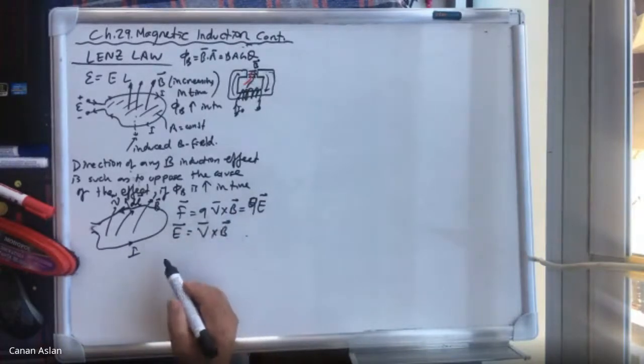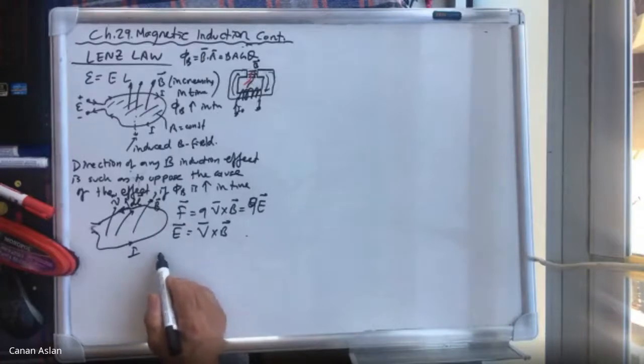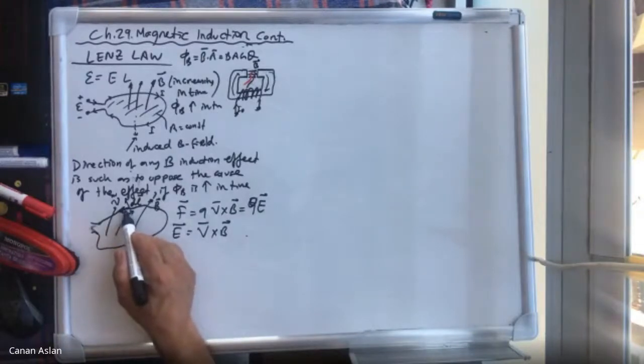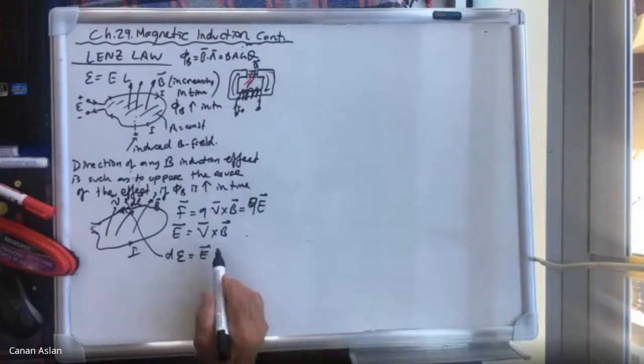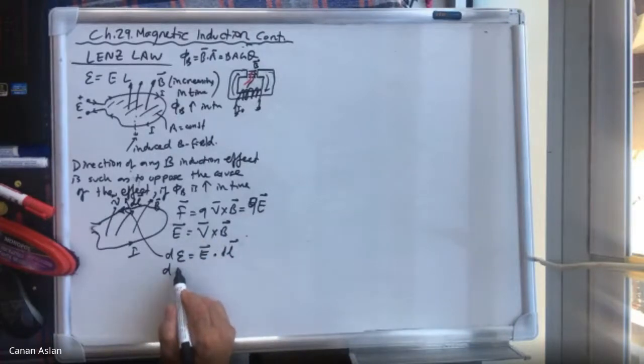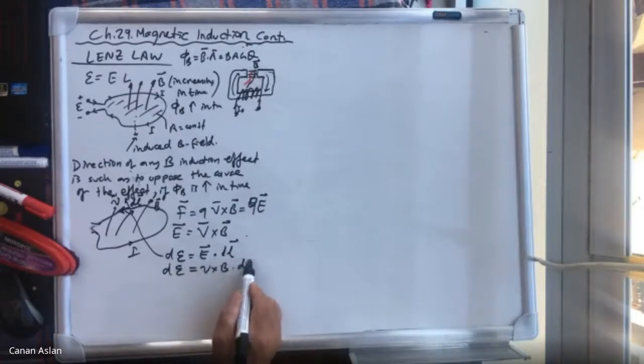Okay, so the electric field is given by V cross B. Then the change in the electric potential in this region, the epsilon, is just this electric field times dl. But this electric field is V cross B, so that dε will be equal to V cross B dot dl.